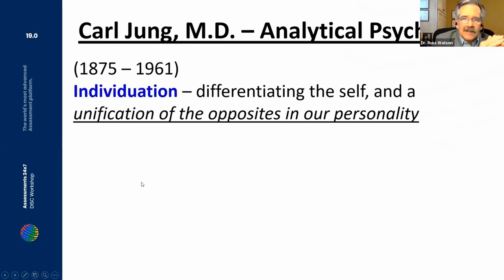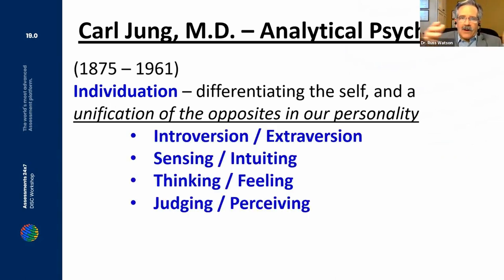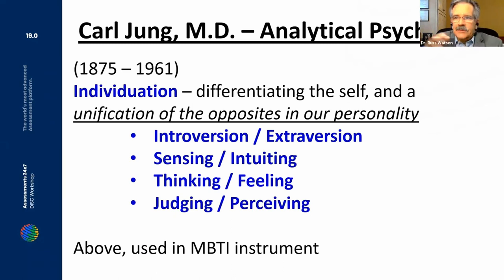Let's come up now into the 19th century. Carl Jung, analytical psychiatrist, he offered many, many notions. One of them was individuation, that our personalities are really a unification of opposites. He's the one that offered the four sets of opposites: introversion, extroversion, sensing, thinking, judging, etc. These are currently used in the MBTI instrument, and there are clear differences between DISC and MBTI. And they do slightly different things. We can talk about that perhaps later. But this is stuff that Jung offered.